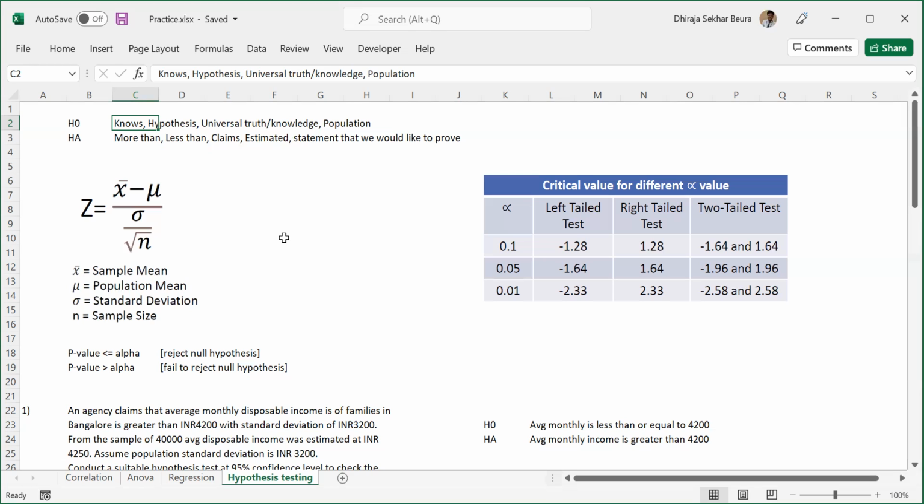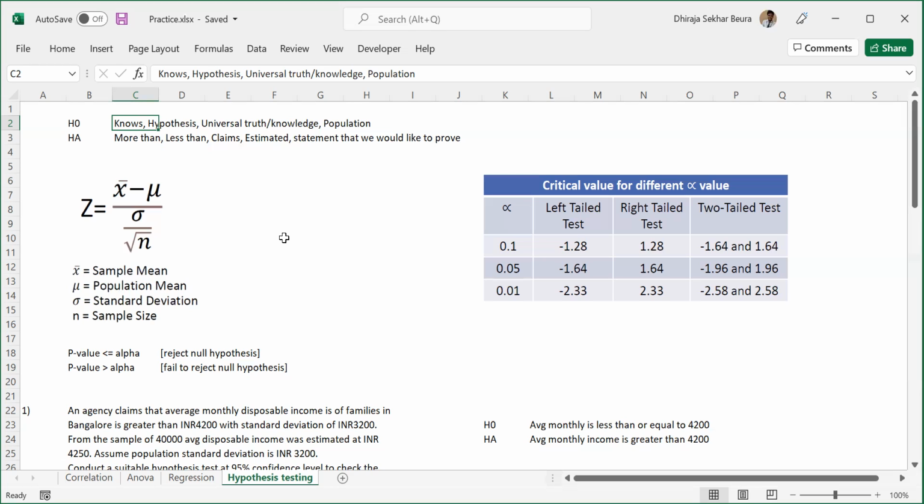Now, if your calculated Z value is less than or equal to the critical Z value, in that case you reject the null hypothesis. If your calculated Z value is more than your critical Z value, in that case you fail to reject the null hypothesis.